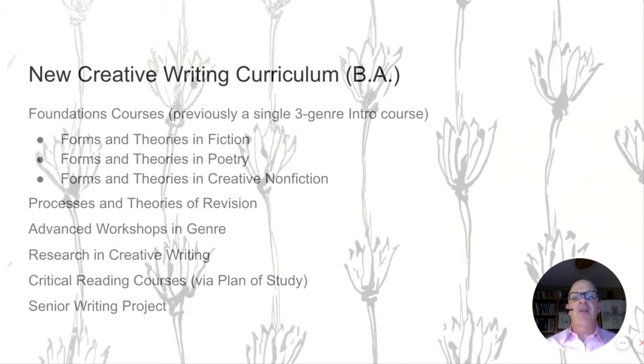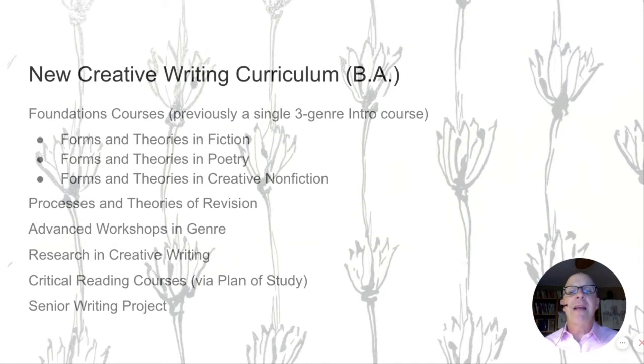Once these foundations are complete, the student moves into Processes and Theories of Revision. This is followed by advanced workshops. Students take 2 of the 3 genres in advanced workshops. Then Research in Creative Writing, which previously was a popular elective, is now a required pre-capstone course, which prepares students to enter the senior project with a creative project already well begun.